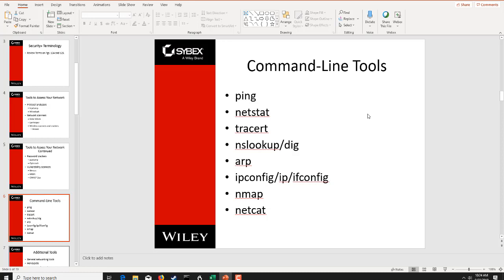NS lookup and dig is good for bringing up domain information, and we talked about that a little bit in footprinting in 4710. ARP, which will help you find MAC addresses to their IP on the local network. It's good to note that ARP will only work on the local network. Once you cross a router, ARP will not work. IP config, ifconfig, IP ADDR in Linux, newer Linux. These are good for finding your IP address, isolating your network. Very helpful if you're on a DHCP network.